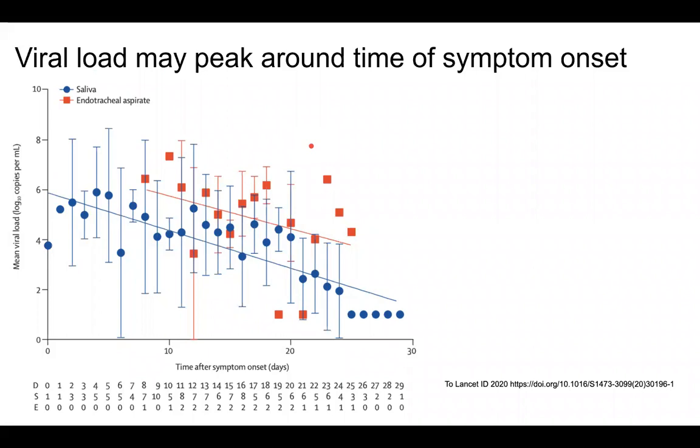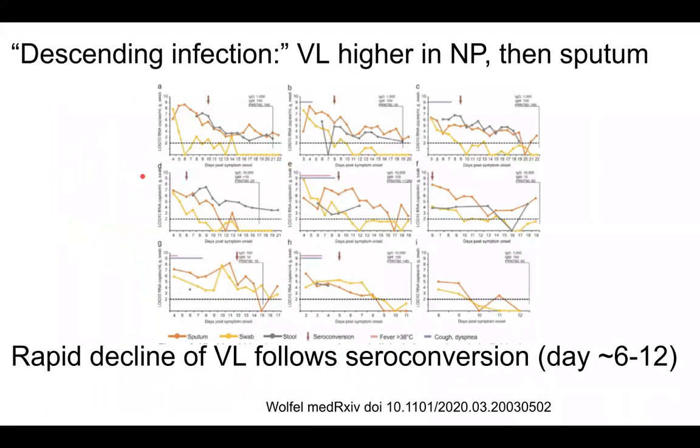This study is a preprint from a German group published earlier this month, where they looked at 9 mild, young to middle-aged cases in Germany, with each panel representing one case. They evaluated serial viral RNA from the nasopharynx, which is the yellow lines, and the sputum, the orange lines, and found an earlier drop in the nasopharyngeal RNA compared to sputum, suggesting the possibility of a descending infection. They also looked at antibody production, with seroconversion occurring about 6 to 12 days after symptom onset and marked with these red arrows. You can see that seroconversion was followed by a rapid decline in viral loads.